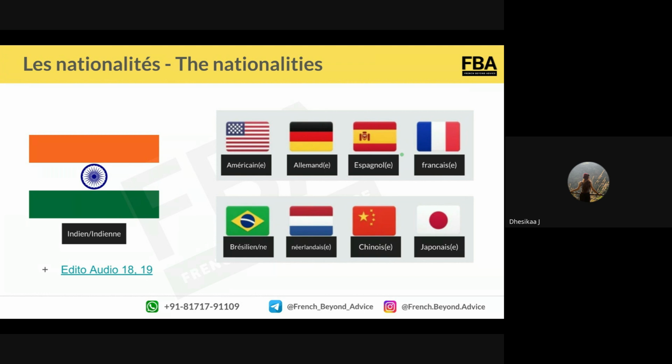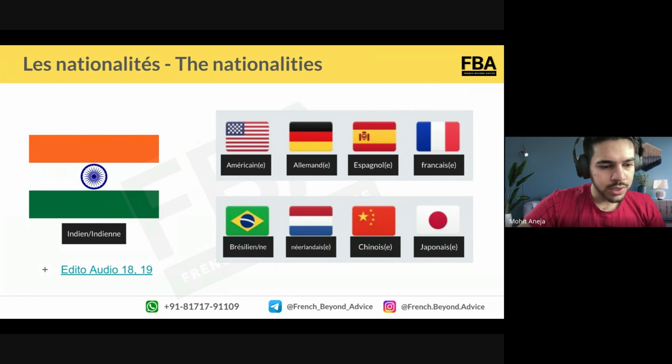Then Brazilian. Oui, whenever double N, it's always sounded as an N. So you say brésilienne. Je suis brésilienne. And I would say Brazilian, je suis brésilien. Okay. So notice the first sound remains the same.